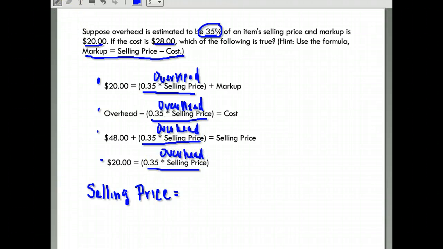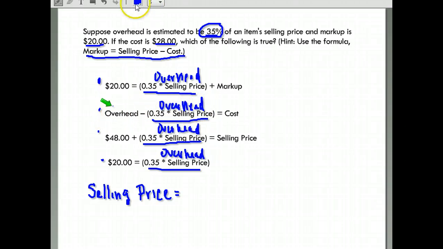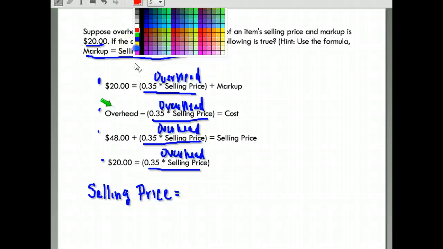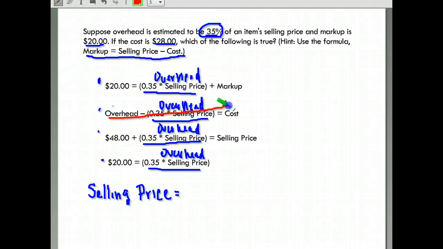So let's take a look at these. Which of these would be true then? Okay. Is it true that overhead minus overhead equals cost? Absolutely not. That is not the case. If you take overhead minus overhead, you're going to get 0. So this one is not going to work.